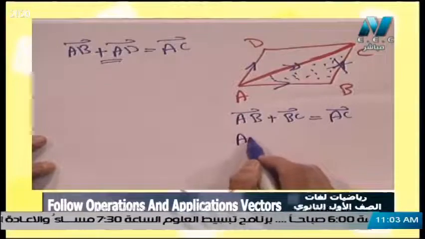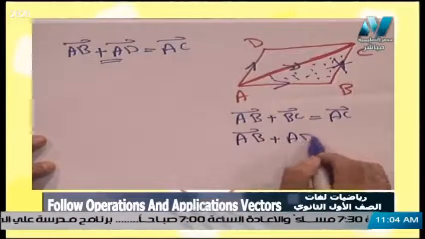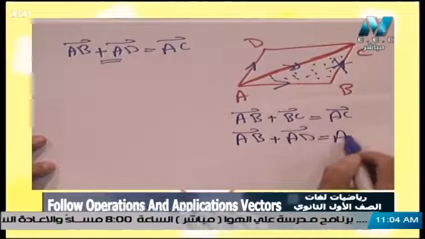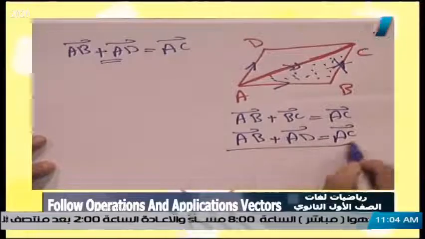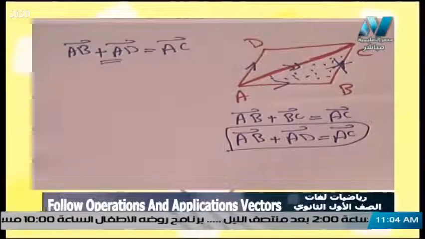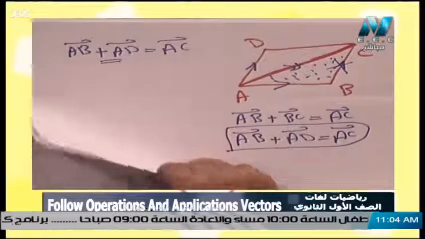So the vector AB plus the vector AD, of course, equals the vector AC. This is the important rule for the parallelogram. Okay, we have another example for you.